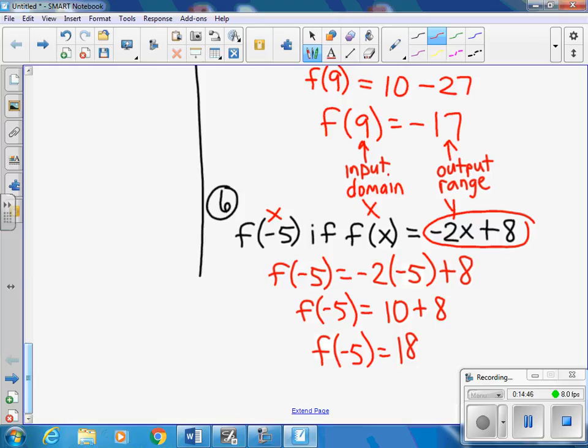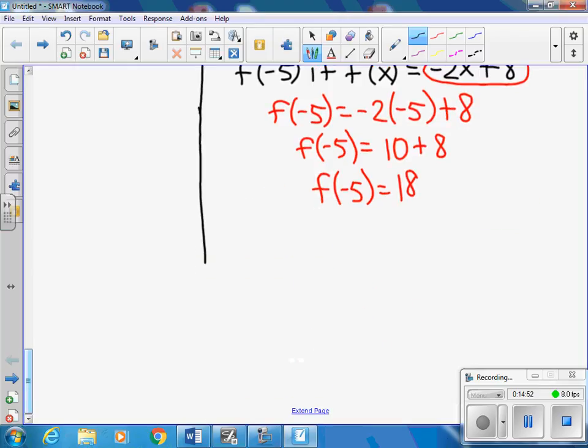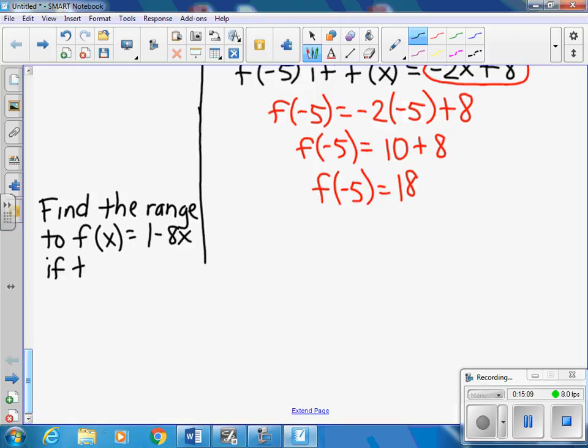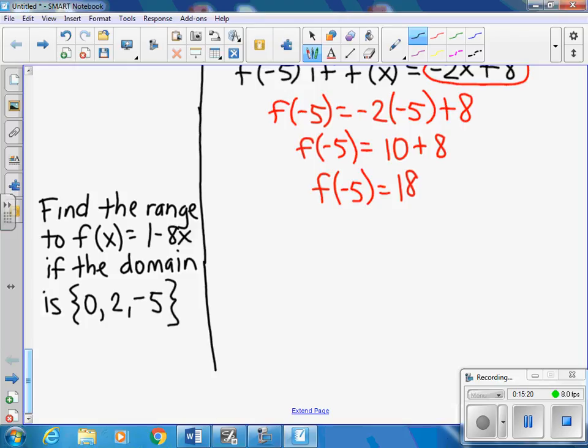All right, and then the last type of problem you will see pertaining to function notation, that you'll have to make sure you know in terms of 8th grade math, is going to ask you to find the range to a function, and I'm going to tell you that the function is 1 minus 8x if the domain is the set 0, 2, and negative 5. So basically in this problem, we are giving you an actual function and 3 domain values, and your job is going to be to come up with the 3 range values.